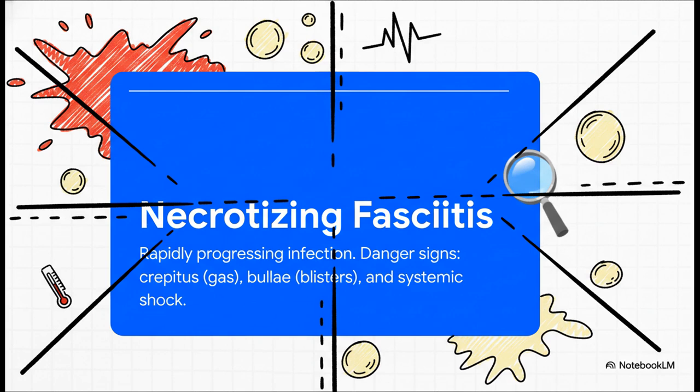And then there's the diagnosis you absolutely cannot miss: necrotizing fasciitis. This is a true lights and sirens surgical emergency. So on the exam, if you see buzzwords like crepitus, which is literally gas in the tissue, or bullae, those are large blisters, especially in a patient who looks really, really sick, you've got to be thinking necrotizing fasciitis. The treatment here is a whole different ballgame. We're talking extremely broad antibiotics and getting that patient to the OR stat.